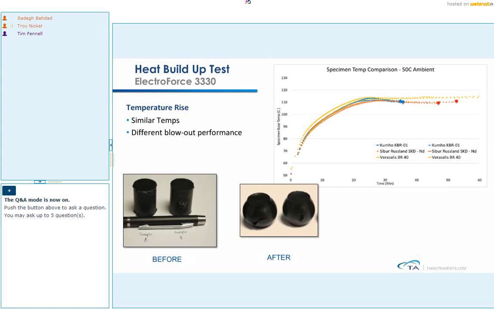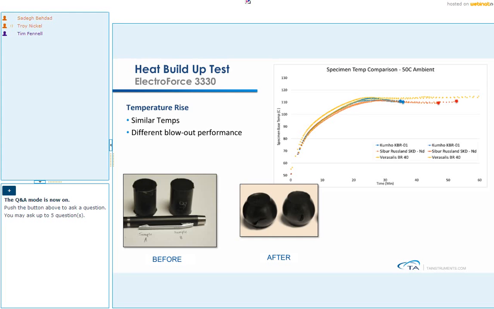So we are testing 2 of each, and what we are looking at here is the temperature increase with time for these 3 formulations. Each color represents a different supplier. You can see that the ballpark temperature rise for all of these samples was about the same, slightly higher for a solid sample.